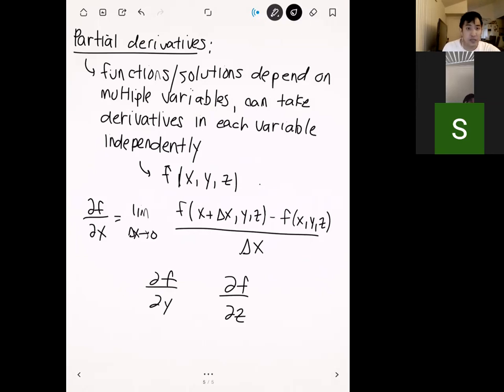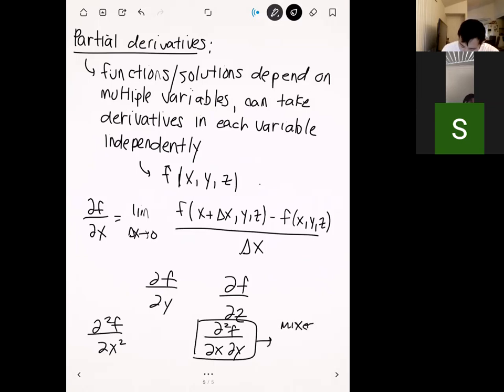And if we can take derivatives, we can also take a double derivative. So we can have partial squared f, partial x squared. We can also have mixed derivatives too. Mixed derivatives are nothing more than taking a derivative in one direction, then taking that and taking the derivative in the next direction after that.